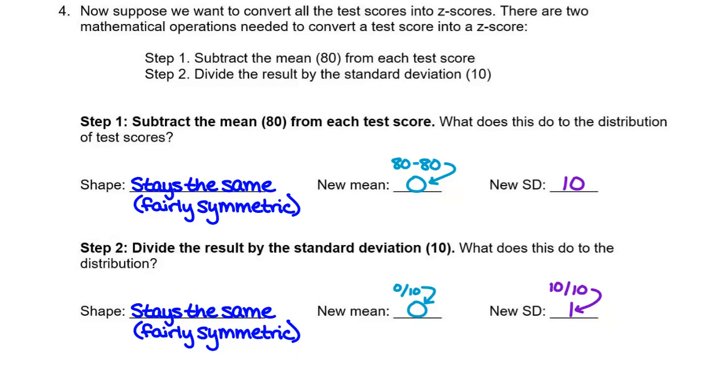When we convert any data set to its z-scores, the z-distribution always has a mean of 0, and it always has a standard deviation of 1.